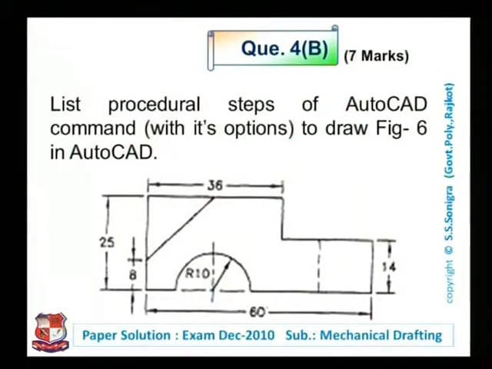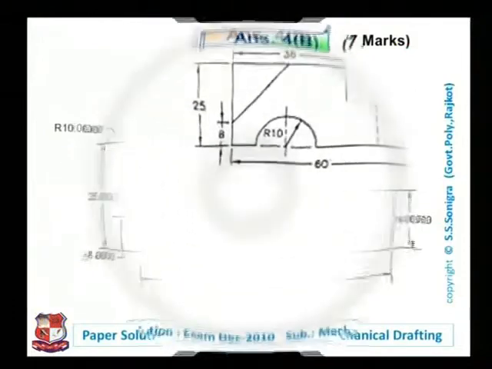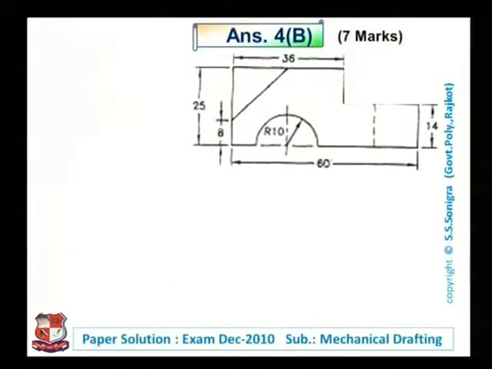List the procedural steps of the AutoCAD commands with their options to draw figure number 6 in AutoCAD. This figure is given to us and we have to draw it with the help of AutoCAD commands, and we have to list those commands. This is the figure. The figure is given like this, and we need to use the line command to start this drawing.